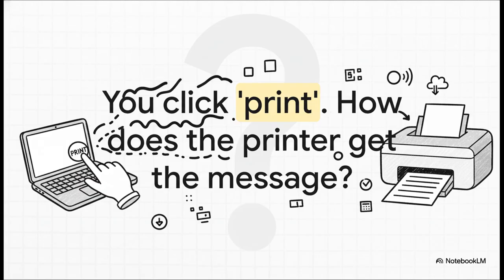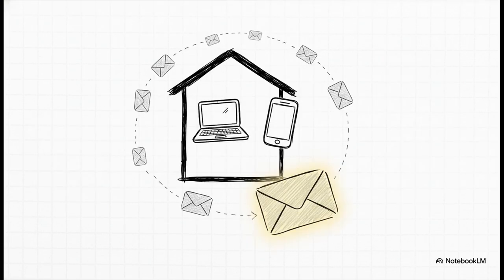You hit a button on your screen, and a physical machine across the room just springs to life. There are no wires connecting them, just empty space. So how on earth does that print job find its exact destination and not, say, your neighbor's printer? Believe it or not, the answer is something that acts just like the envelopes we use for physical mail. But this is all happening digitally, billions of times a day, right inside your home or your office network.